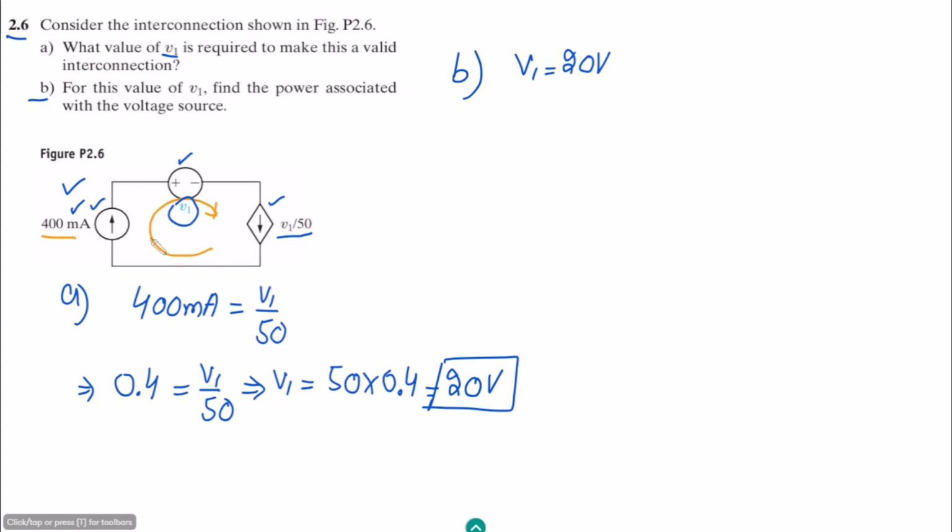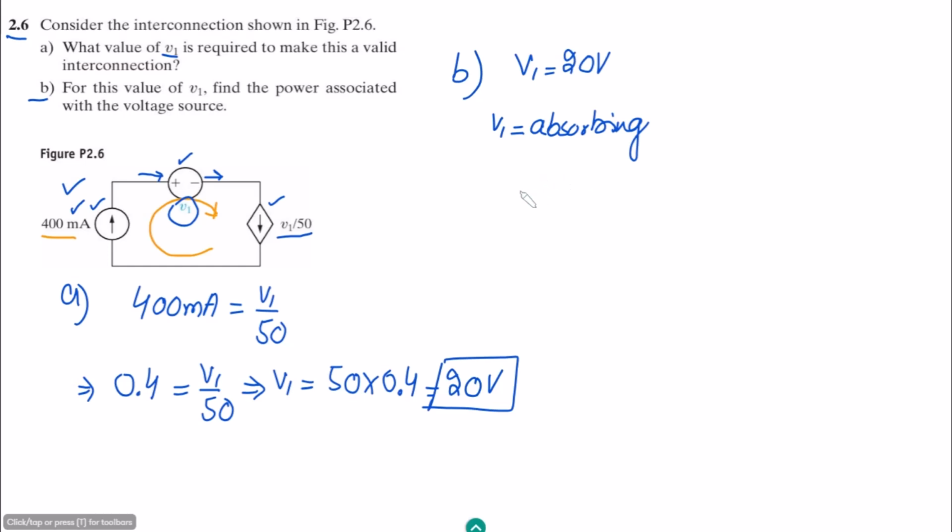If this is the direction of the current, which is the actual direction, then the current enters through this positive terminal and comes out of this negative terminal. So what does it show? It shows that this source is the absorbing source. When this one is the absorbing source, V1 is the power absorbing source, not the developing source. These two are the developing sources.